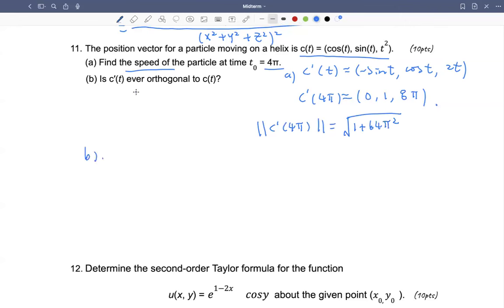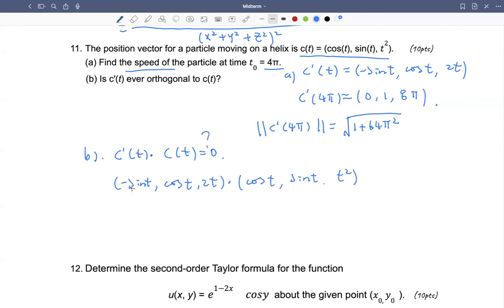For B, is the c prime ever orthogonal to c? If they are orthogonal, that means the dot product is zero. So c prime is negative sine, cosine, and 2t, dot product with c, cosine, sine, and t squared. Is this equal to zero? Negative sine cosine plus cosine sine cancel to be zero. Then 2t times t squared, 2t cubed.